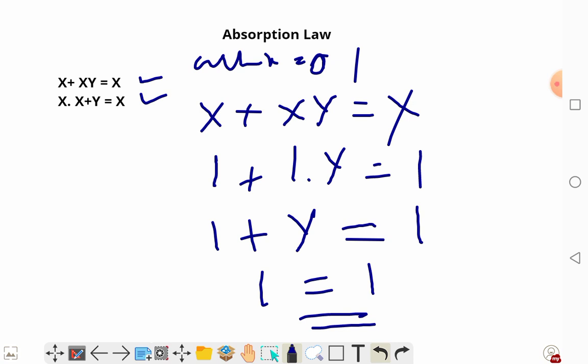The same thing you can prove by the truth table method also. All the expressions you can prove using the truth table method also.